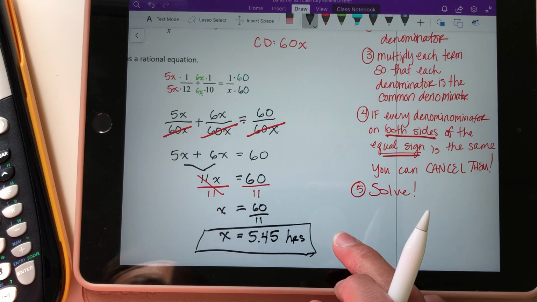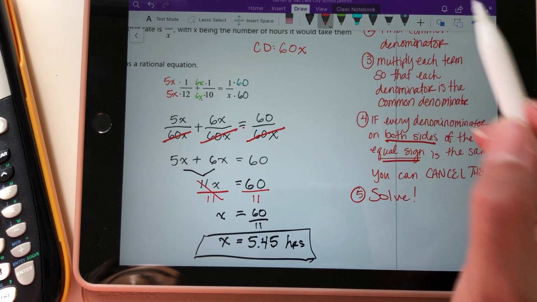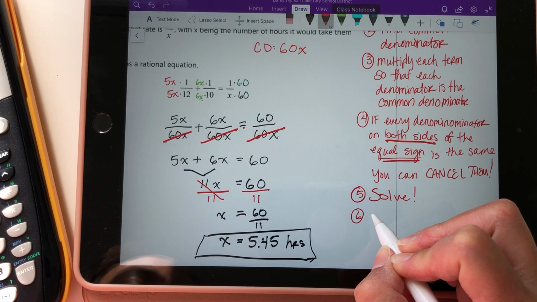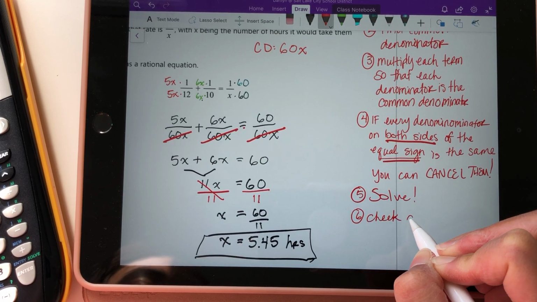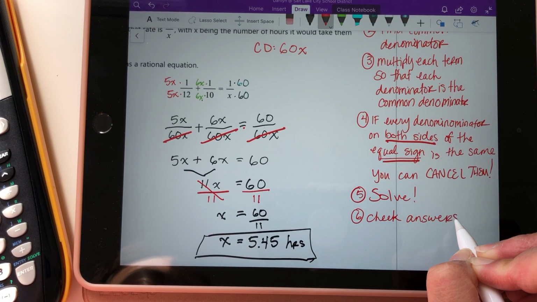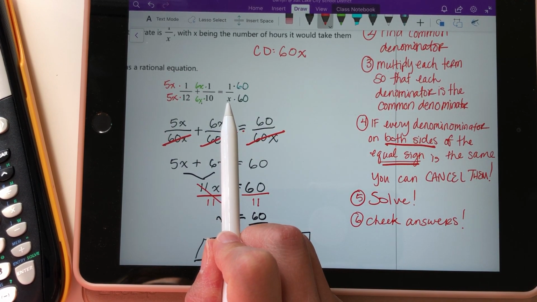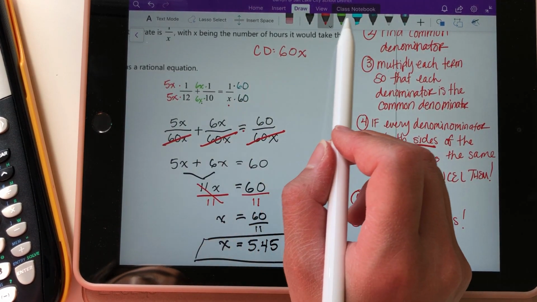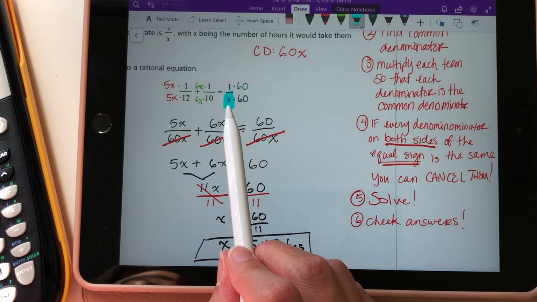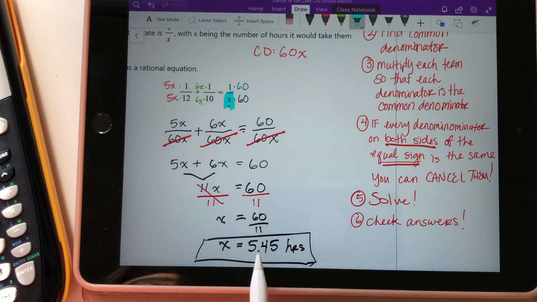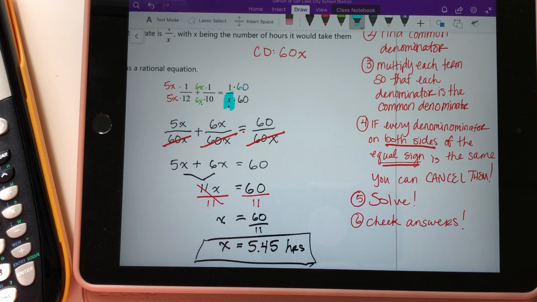So we're not completely done. Step 6 is always check your answers. And the only reason you want to do that is because what can you not have in a denominator? Well, you can't have a 0. So if x is in the denominator, if we ended up with x equals 0, we know that that's not possible. So there would be no solution. But in these ones, you'll always find a solution.